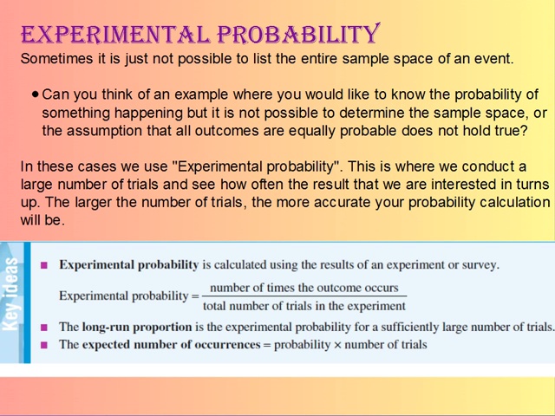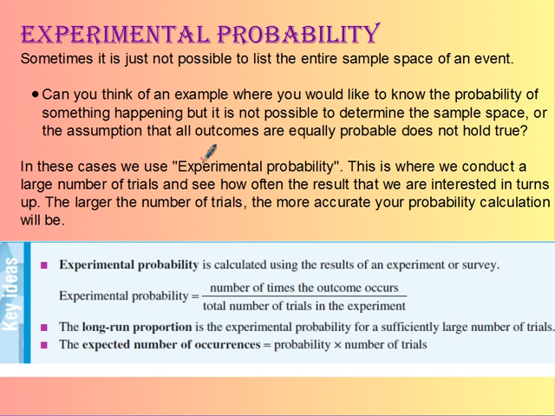So let's think about some examples. Say we wanted to know the probability that a horse would win a race. We could look at all the horses and we could say, well, here's the one horse that I'm interested in winning the race, but the individual probabilities of different horses winning is not equal. So we need to come up with a way of defining probability that's perhaps a little bit more sophisticated.